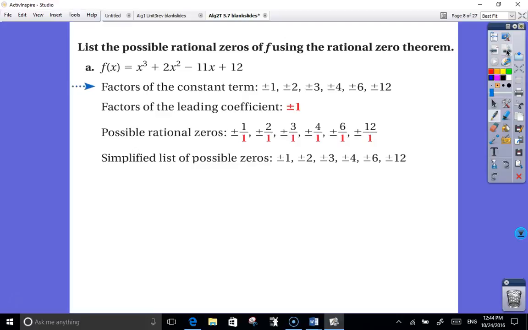Right, so first you write down all the factors of the constant term, then you write down all the factors of the leading coefficient, then you take all the possible combinations of the factors of the constant term divided by the factors of the leading coefficient. In this case, because you only have the leading coefficient factor plus or minus 1, it's the same list: 1, 2, 3, 4, 6, and 12. How many possible rational zeros are there? It looks like there's 12, right? And we know there can be no more than 3. So this is not a list of zeros. This is a list of possible rational zeros.